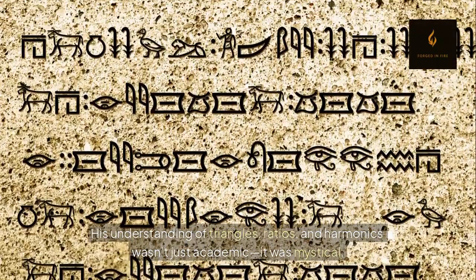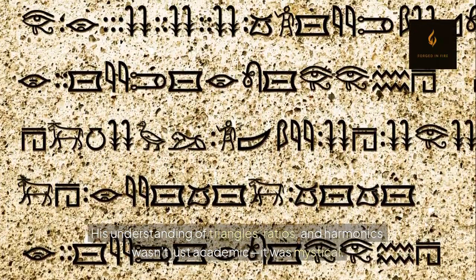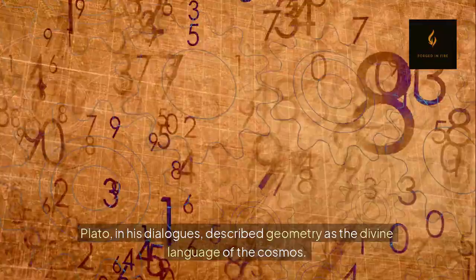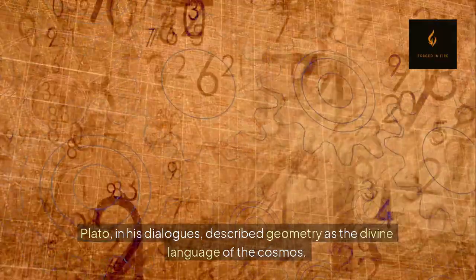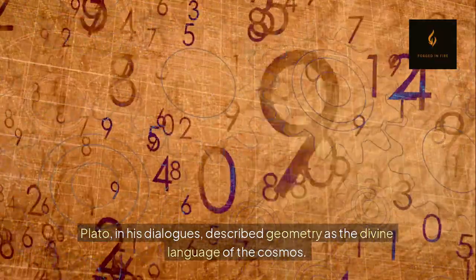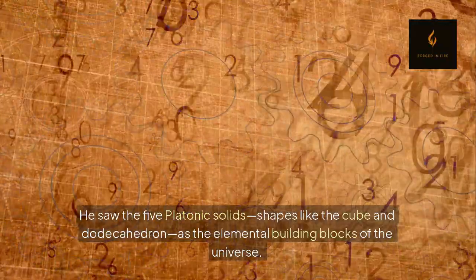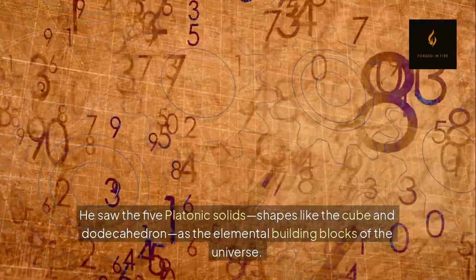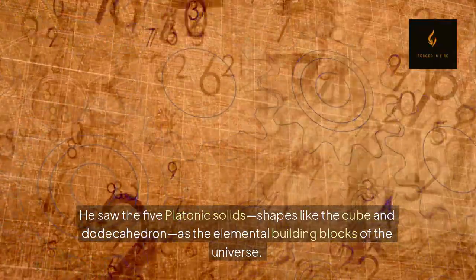His understanding of triangles, ratios, and harmonics wasn't just academic, it was mystical. Plato, in his dialogues, described geometry as the divine language of the cosmos. He saw the 5 Platonic solids, shapes like the cube and dodecahedron, as the elemental building blocks of the universe.